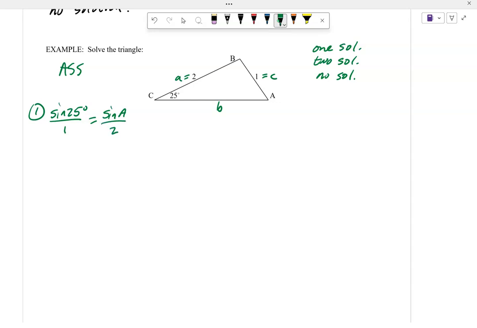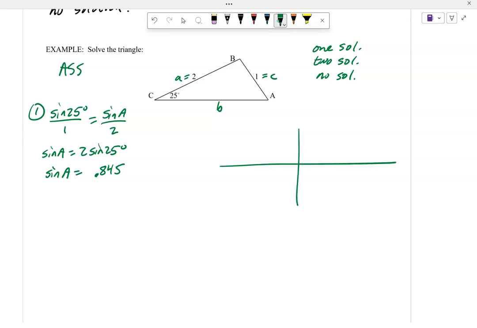Let's cross multiply. So 1 times the sine of a is just the sine of a. 2 times the sine of 25 degrees is 2 times the sine of 25 degrees. We punch in 2 times the sine of 25 degrees in my decimals. I get 0.845. This keeps going. And so again, think to yourself, I have two spots where the sine could be 0.845, right? I'm going to unit circle here.